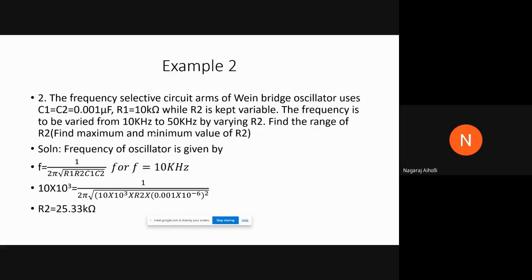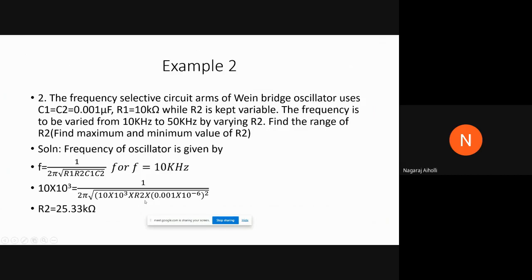So first, for F is equal to 10 kilohertz, they have given the first value of frequency as 10 kilohertz. If we substitute, that is 10 into 10 raised to 3 is equal to 1 divided by 2 pi square root of R1 is 10 kilo ohms, 10 into 10 raised to 3 into R2 into C1 into C2. C1 into C2 both are one and the same, it is 0.001 microfarad. So C1 into C2 will be C square, that is 0.001 into 10 raised to minus 6 the whole square. If we simplify this, then the answer will be R2 is equal to 25.33 kilo ohms.